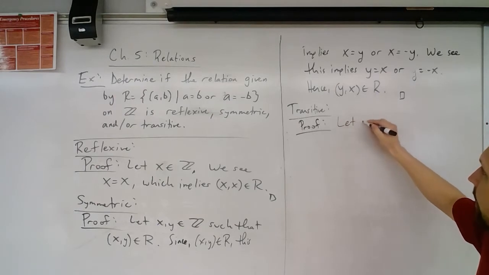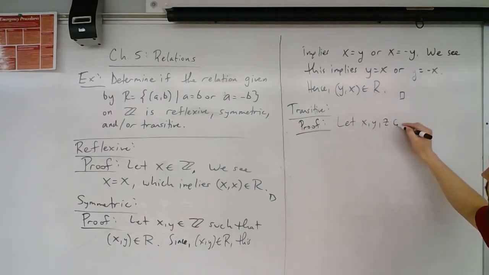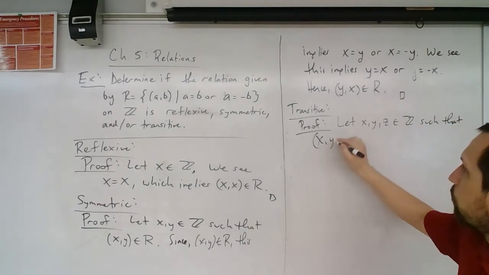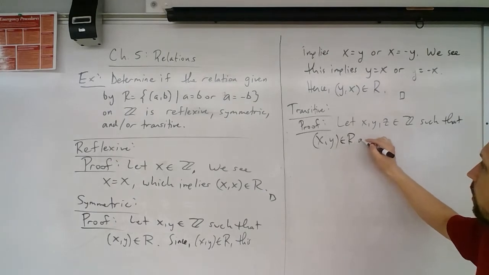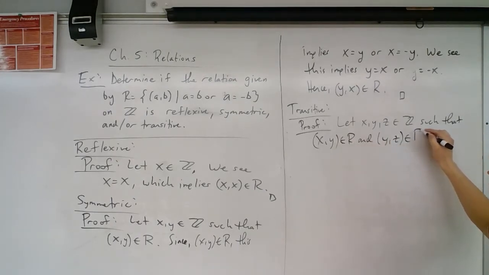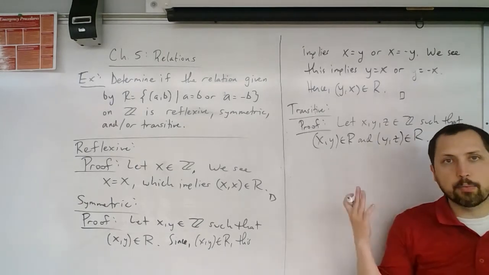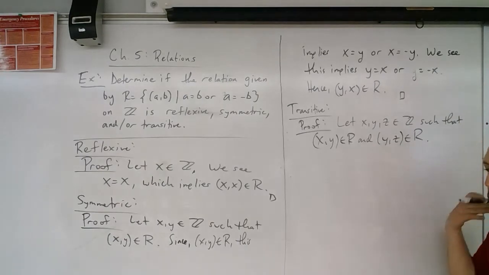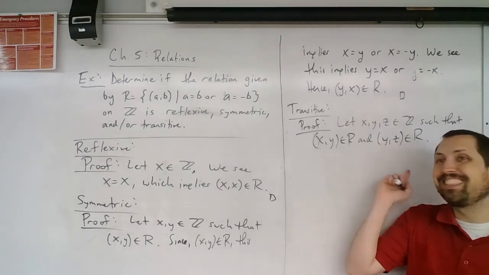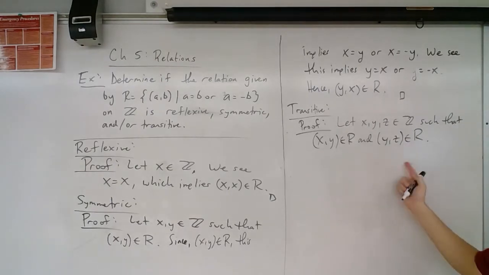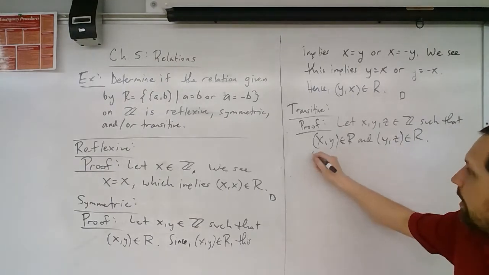So if we say let x, y, and z be elements of Z such that xy is in R and yz is in R. So again, we start out with this assumption that we have these elements in our relation. Our goal that we'd like to prove is that xz is in R. So again, we unpack these using the definitions.